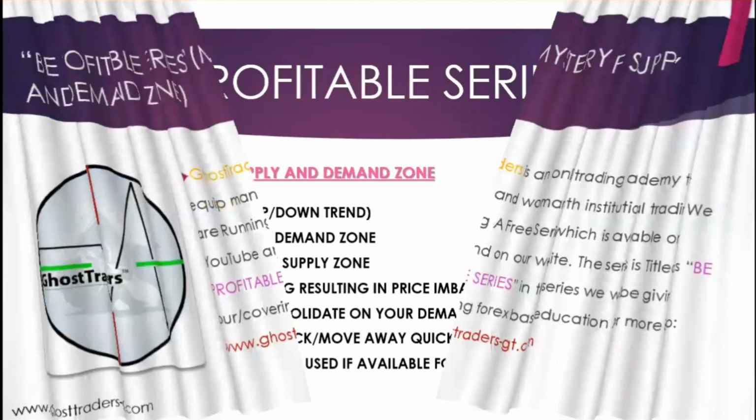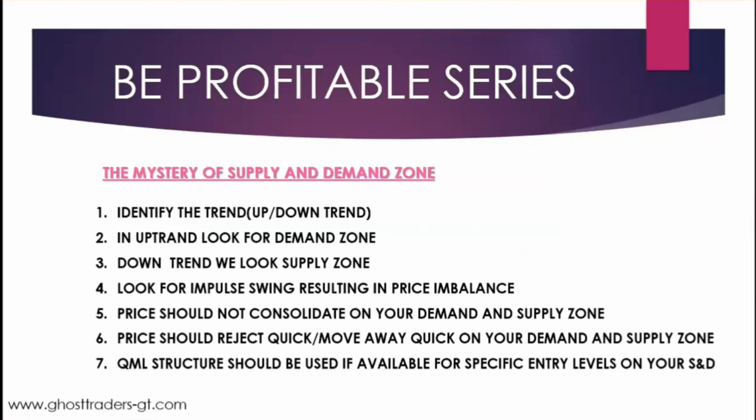Here we are. You see, there are several things that you need to be looking at before you can identify your supply or your demand zones. First thing first, you need to make sure that you know what's the trend. You need to know your trend, whether it's a downtrend or an uptrend. In an uptrend, we will be looking for demand zones only. And when we are in a downtrend, we're going to be looking for supply zones only.